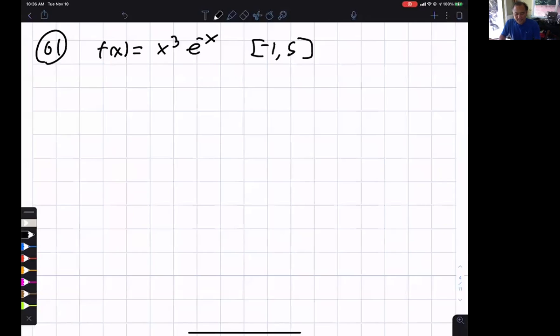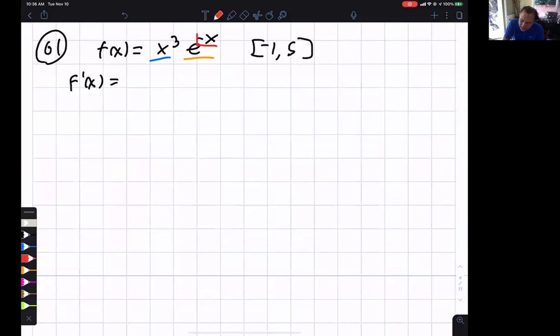This is chapter 4, section 1, homework number 61. They want critical points and absolute extreme values, so absolute max and min. So for critical points, we do need the derivative. And this is a product, so we do need to use the product rule.